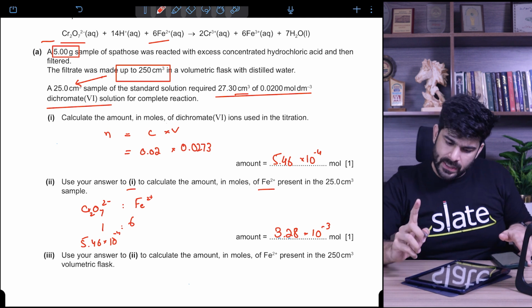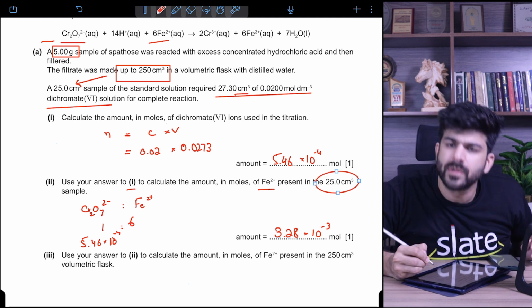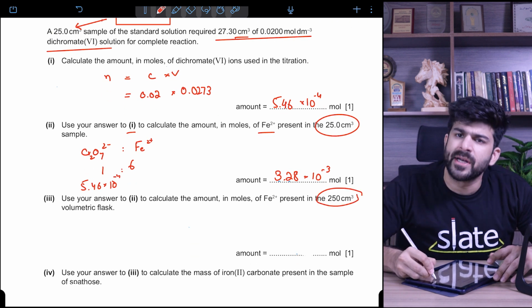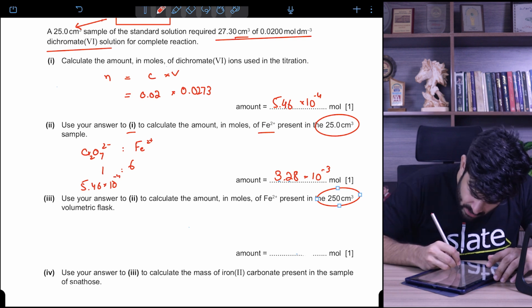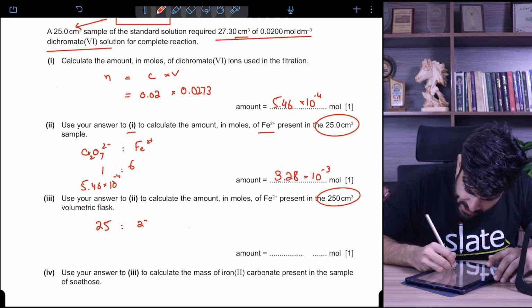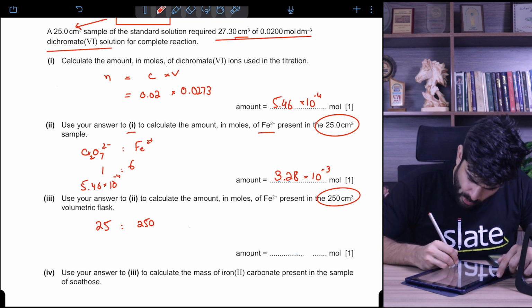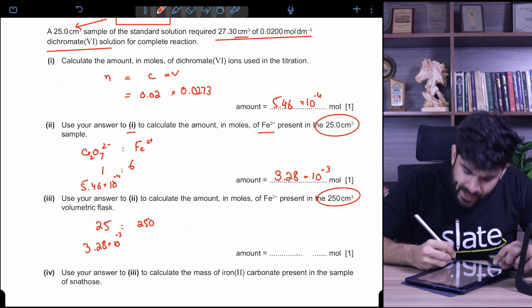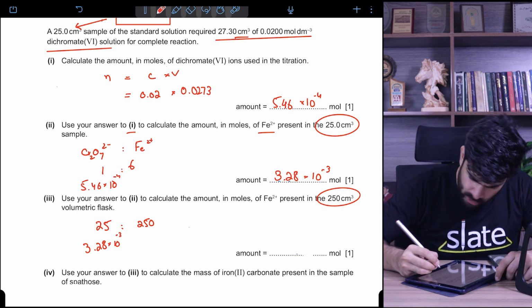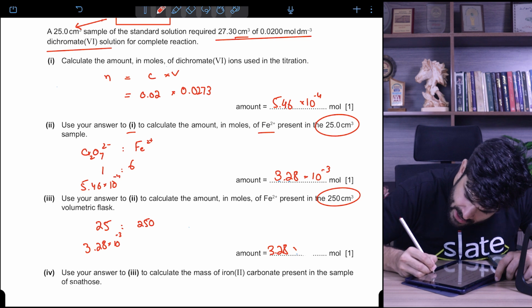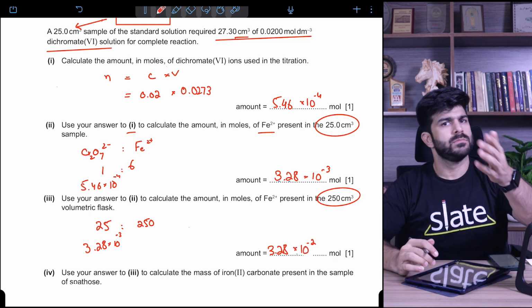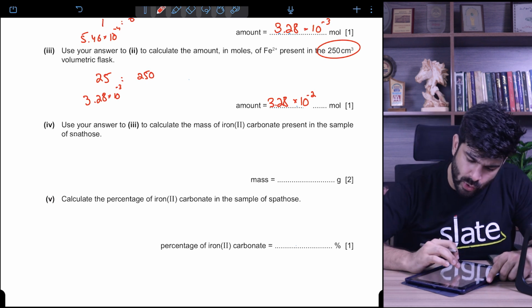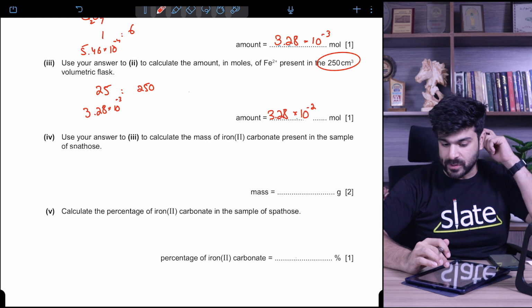So remember, these were the moles in 25 centimeter cube. In the next question, the examiner asks, 250 centimeter cube में कितने moles हैं? It's a simple one. 25 ratio 250. We have done it before. अगर 25 में है 3.28, तो 250 में there will be 10 times value. So क्या हो जाएगा? 3.28 into 10 raised to the power minus 2. Simple. Use your answer in 3 to calculate the mass of iron 2 carbonate present in the sample of spathose.